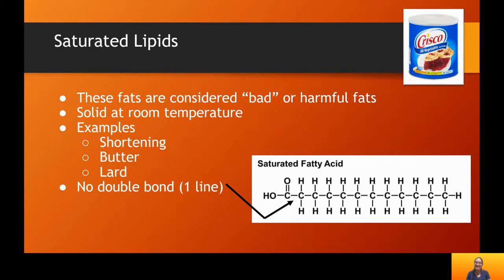So the main thing you can remember is that all the bonds between the carbons here are single lines. So they are one long chain, just carbons, right? Connected to each other by a single bond. They are saturated with hydrogens. Every single carbon has hydrogens around it on every side. And so the main issue here is that these solid at room temperature fats are bad for you because your body has a harder time breaking them down.